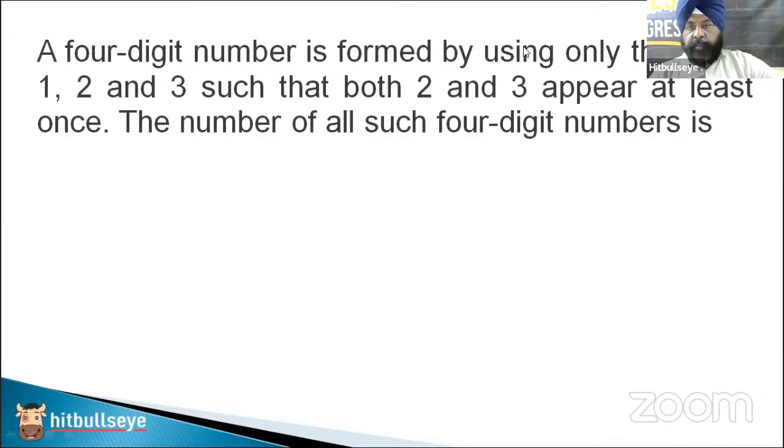A 4-digit number is found by using only the digits 1, 2, 3, such that both 2 and 3 appear at least once. What is the number of all such 4-digit numbers? I'm giving you 2-3 minutes. May I give you a hint on how to start? Start taking 2, 3. 1, 2, 3 should be there. Now take every possible combination of 1, 2, 3, taking 2 at a time, or even one can be repeated.